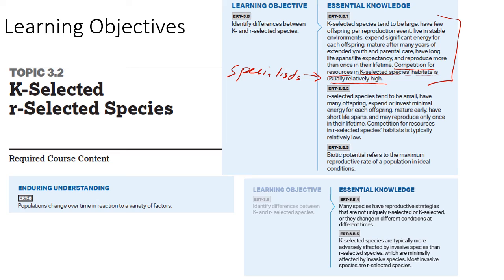Okay? We talked about R-selected species and all the characteristics of those. And this clause here, competition for resources in R-selected species habitats, is relatively low. That's because they are generalists. And rather than competing with members of the same species for the same food sources, they will diversify and go after many types of different food sources. Now, that is maybe contrary to what I said earlier, where specialists tend to avoid competition by niche partitioning, but they're avoiding competition between different species. What I think that this is talking about is competition within the same species, so intraspecific competition.